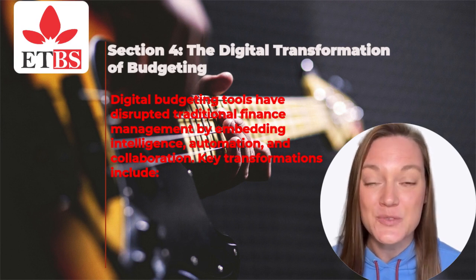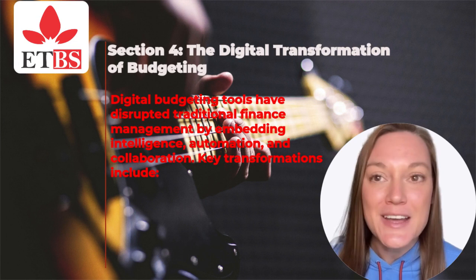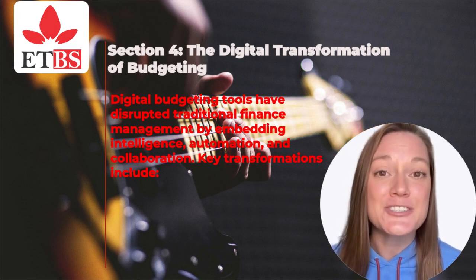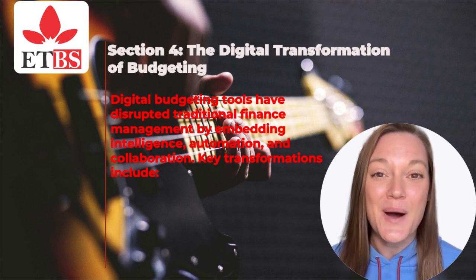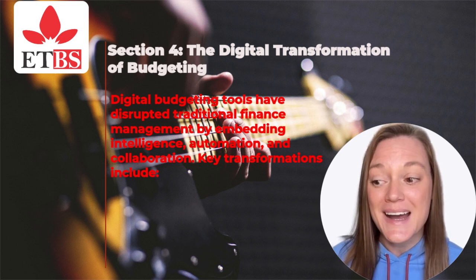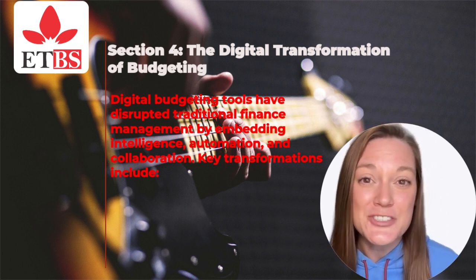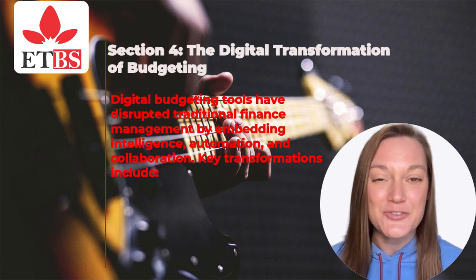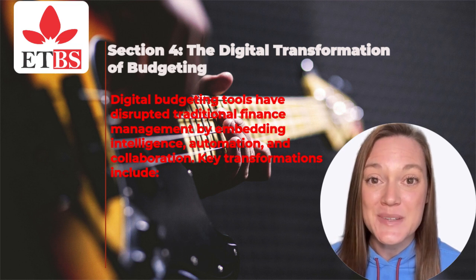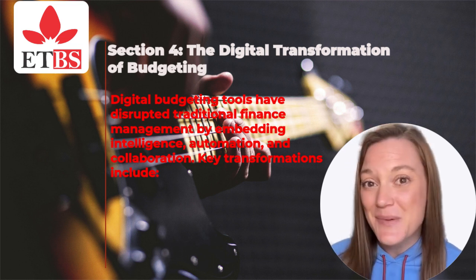Digital budgeting tools have disrupted traditional finance management by embedding intelligence, automation, and collaboration. Key transformations include: A. Automation and smart categorization. Tools like YNAB, QuickBooks, and Tiller automate categorization of expenses, schedule recurring transactions, and generate real-time dashboards with minimal human intervention. B. Cloud-based collaboration.